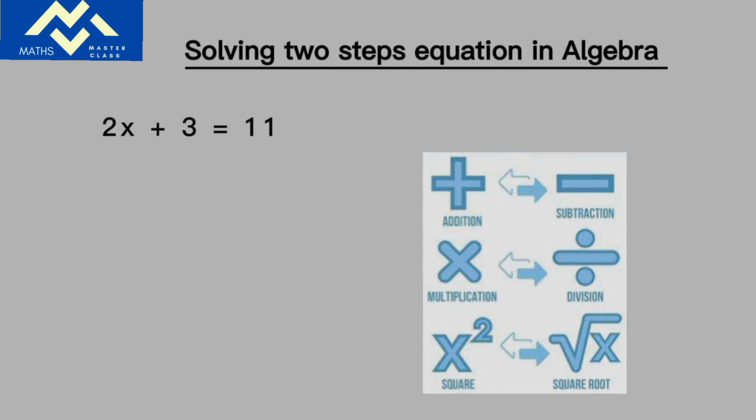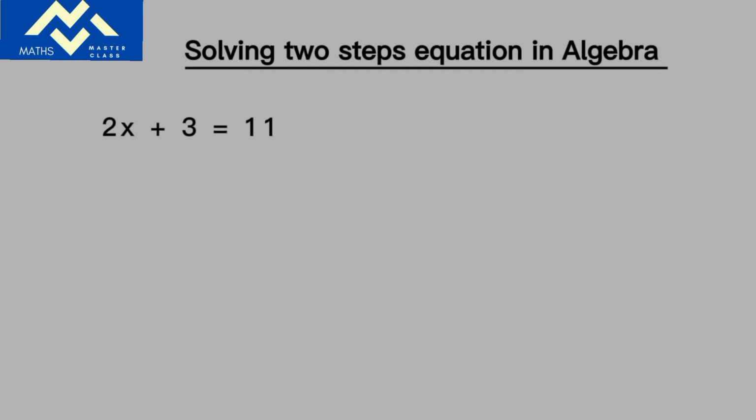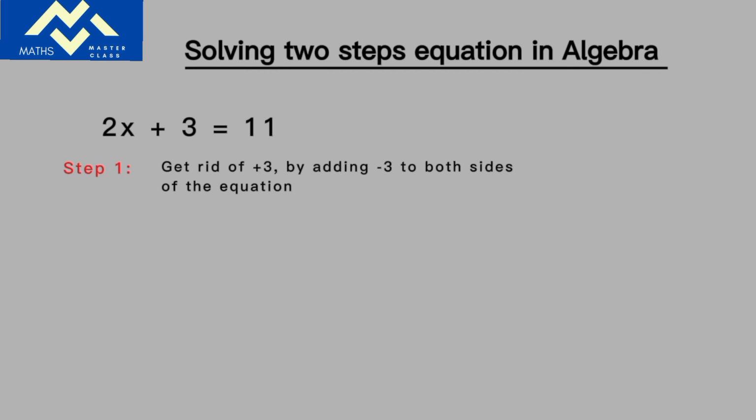Let's solve. 2x plus 3 equals 11. Step 1. Undo the plus 3. We use the opposite of addition, which is subtraction. Opposite of plus 3 is negative 3. Next, add negative 3 to both sides of the equation. 2x plus 3 minus 3 equals 11 minus 3. Plus 3 minus 3 is 0, and 11 minus 3 is 8. Now we get 2x equals 8.